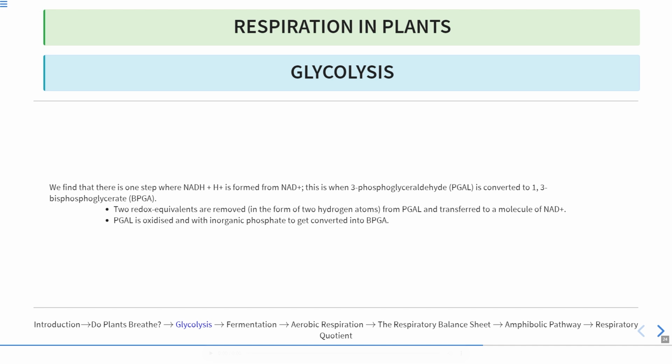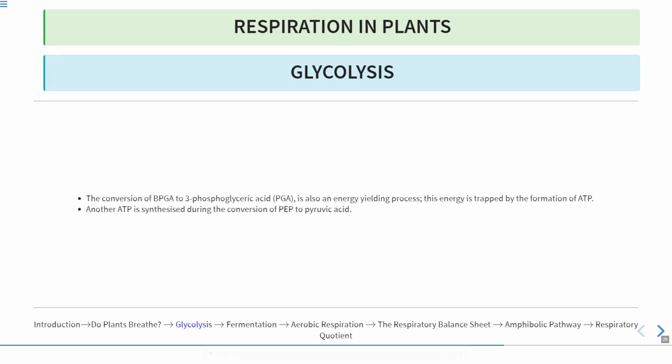Now, we find that there is one step where NADH2 is formed from NAD, when the 3-phosphoglyceraldehyde is converted to 1,3-bisphosphoglycerate. 2 redox equivalents are removed in the form of 2 hydrogen atoms from the PGAL, phosphoglyceric aldehyde, and transferred to the molecule of NAD and form NADH2. Phosphoglyceraldehyde is oxidized with the inorganic phosphate to get converted to the BPGA.